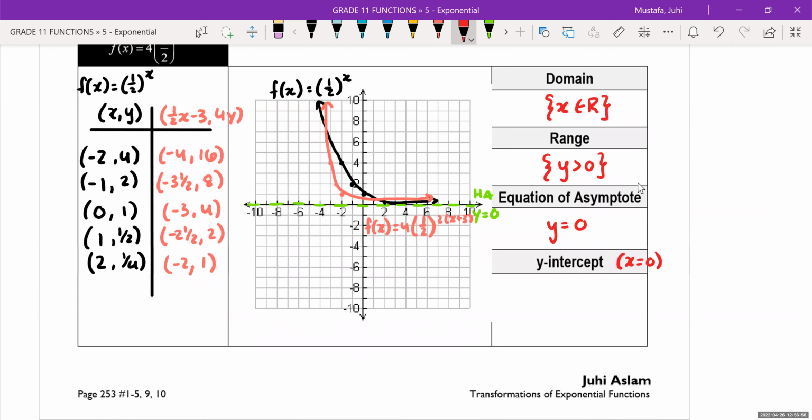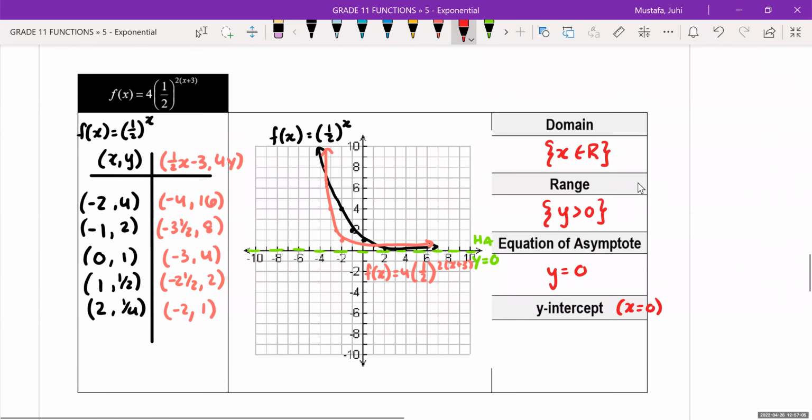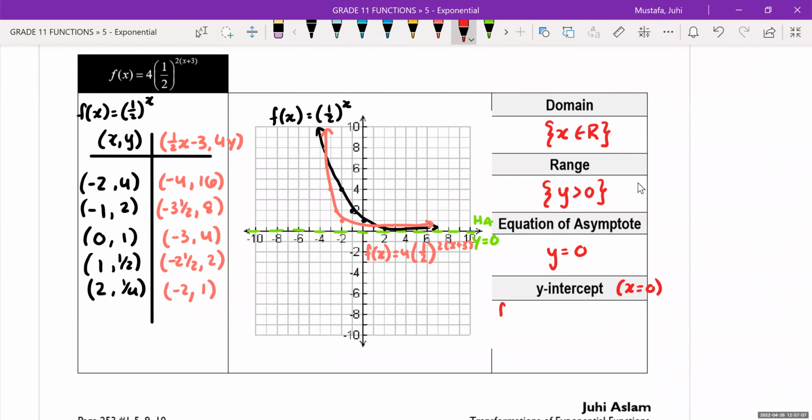We're going to let x equal 0 because we have the equation. We're going to put x is equal to 0, and then we're going to solve. So I'll show you what that looks like. It's going to be f at 0 is equal to 4 times a half. So f at 0 is equal to 4, and then the base is a half. And then when I put in a 0 there, it's just going to become 0 plus 3, which is 3, and 2 times 3, which is 6.